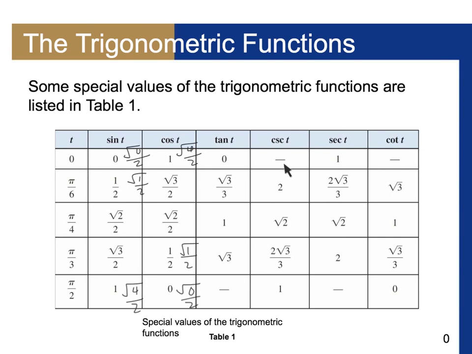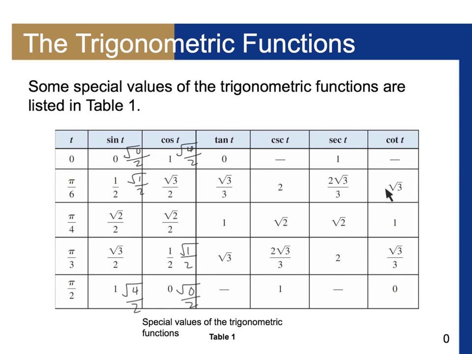Cosecant is 1 over sine, so we're taking 1 over this, which doesn't exist. 1 over half is 2, etc. We're just taking 1 over sine to get cosecant. And then for secant, we're taking 1 over cosine. So 1 over 1 is 1. This becomes 2 times square root of 3 over 3. This becomes square root of 2. This becomes 2, then undefined. And then cotangent, we're just taking the reciprocal of tangent.